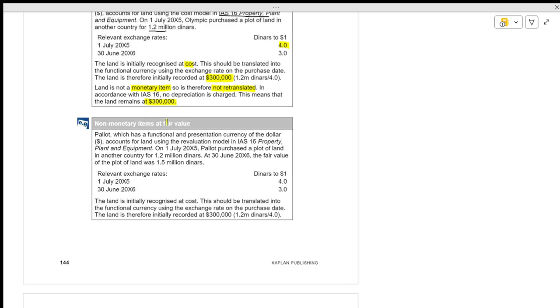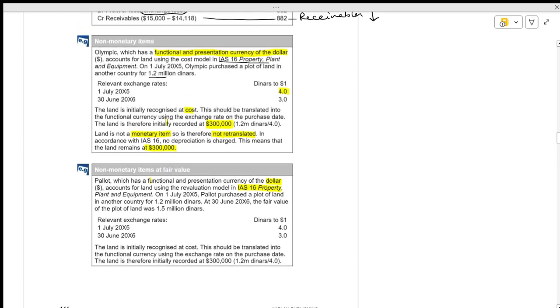Non-monetary item at the fair value. Pilot has a functional currency and a presentation currency, which is the dollar. They are using the revaluation model under IAS. In the previous case they were using the cost model, but here they are using the revaluation model. That's where we have to be a little bit careful in these areas.